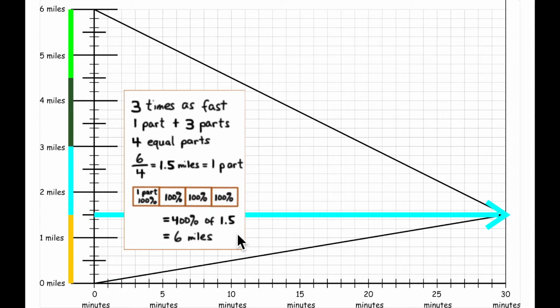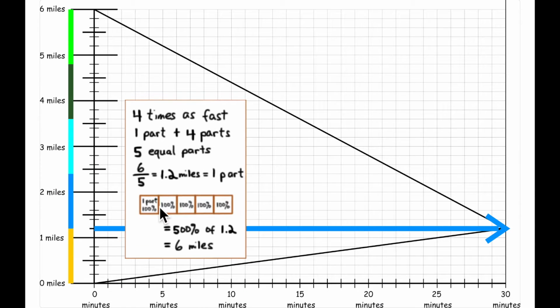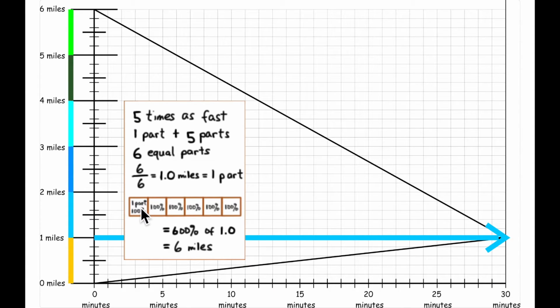3 times as fast. So 100%, and then 3 times as much. 4 times as fast, 100%, and then 4 times as much. 5 times as fast, 100%, and then 5 times as much. So you have to divide 6 miles into 6 equal parts. One of those parts is rider number 2. The rest of it is 5 times as much as rider number 1. That's 600% of 1 mile, so that's 6 miles total.